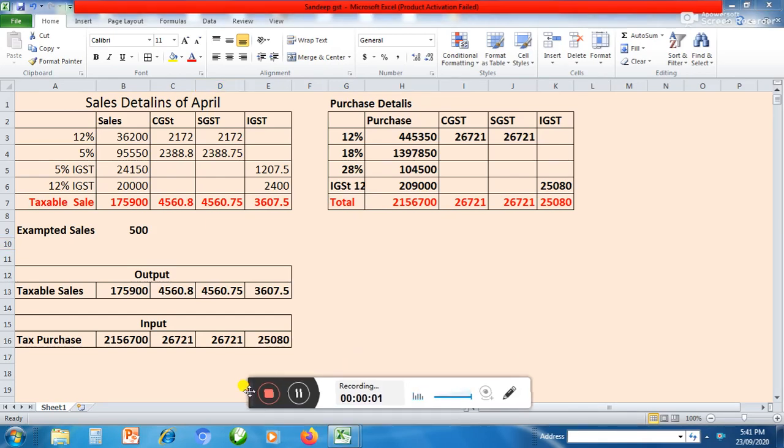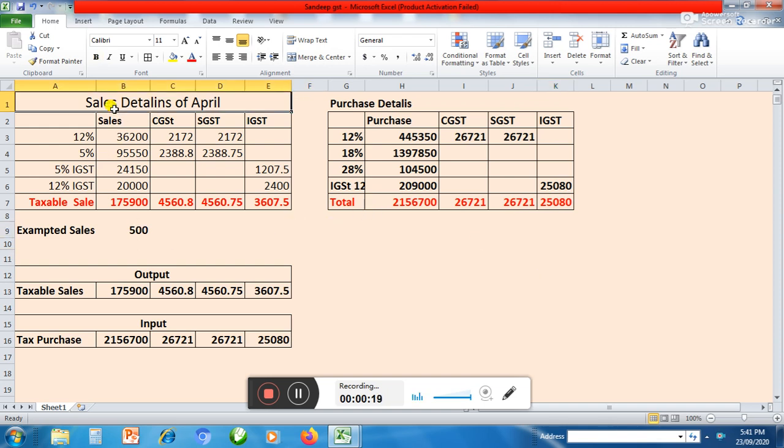In the last lecture we have already done how to prepare this sales details. This sales details we are preparing from the profit and loss account. This purchase also we are preparing from the profit and loss account. Before that, in the GST reports, the GST R1 and GST R2, we have to clear the mismatch.